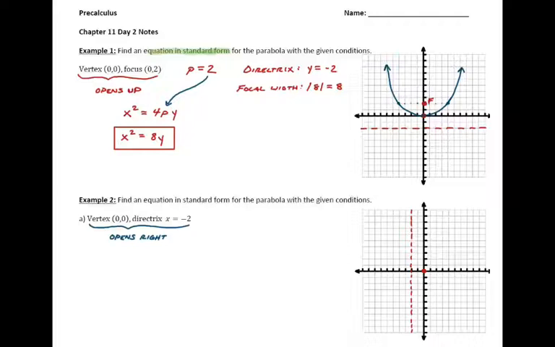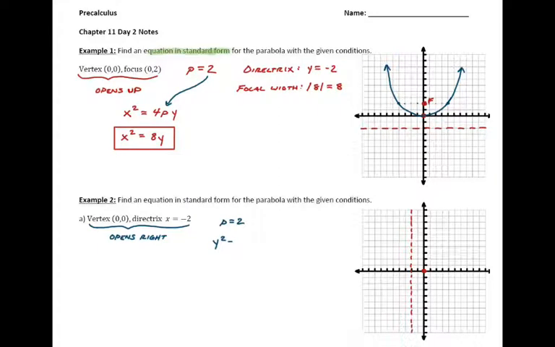because the p-value is the distance from the directrix to the focus, and then from the directrix to the vertex, and then also from the vertex to the focus. So in this case, my p-value is going to be either 2 or -2. But because this graph opens to the right, this should give me a positive p-value. So whenever a graph opens to the right, or opens up, I have a positive p-value. If my graph opens down or left, my p-value should be negative. So I have a positive 2 for my p-value.